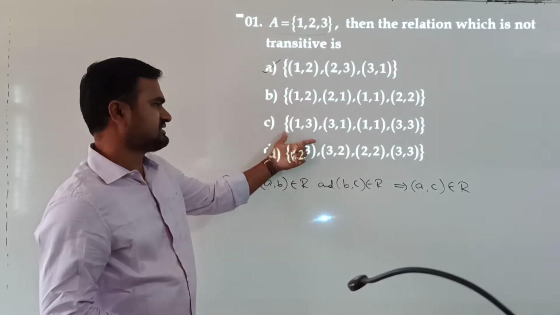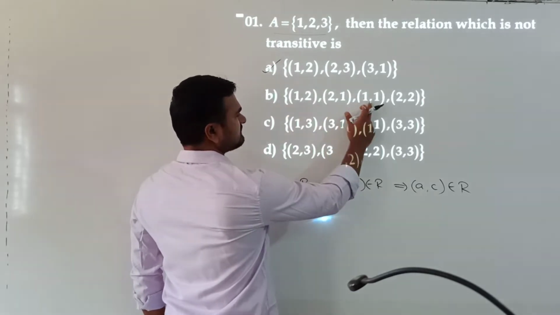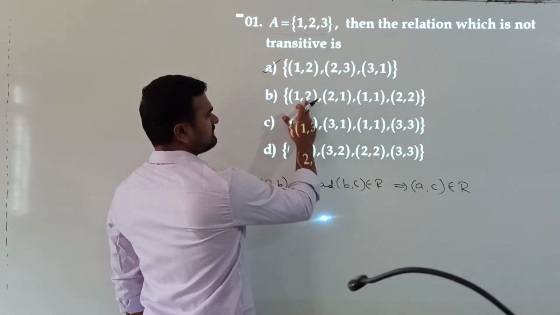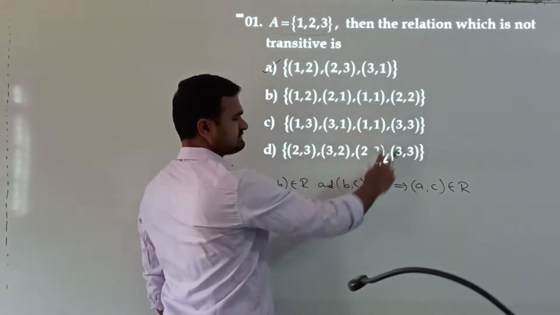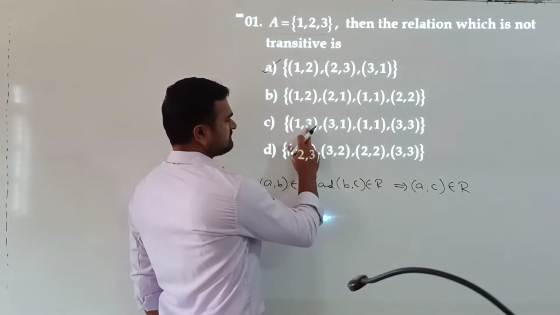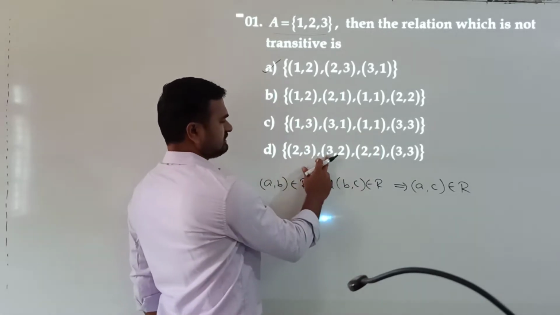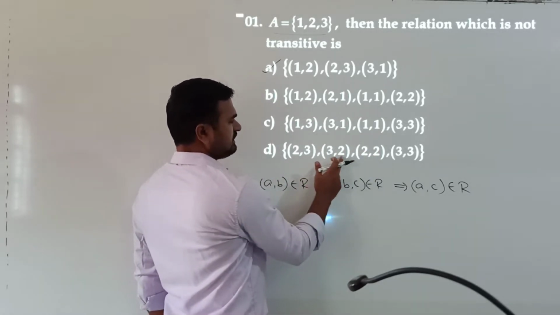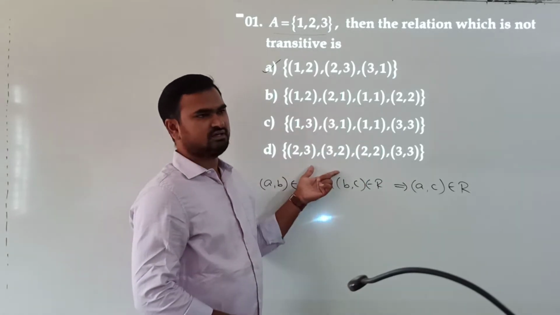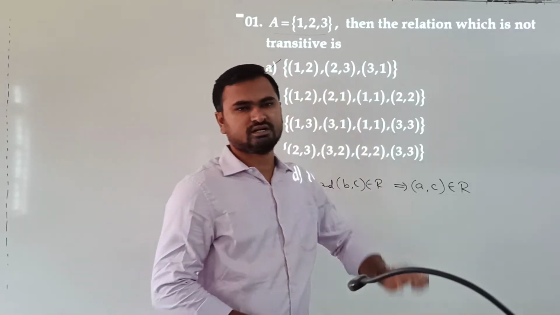Now we can observe the remaining options. (1, 2), (2, 1): ab, bc, ac is present, (1, 1). Or I can take (2, 1), (1, 2): ac is (2, 2), that is also present. So this relation is transitive. Similarly, (1, 3), (3, 1): (1, 1) is present, it is transitive. (2, 3), (3, 2): (2, 2) present. (3, 2), (2, 3): (3, 3) present. So all the remaining options are transitive relations. So only the first option is not a transitive relation.